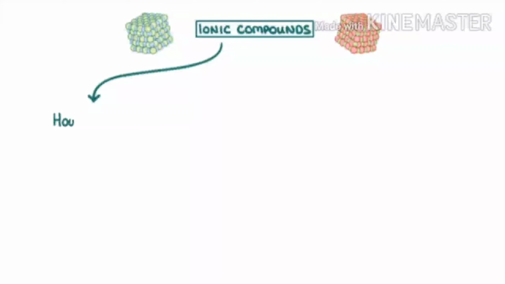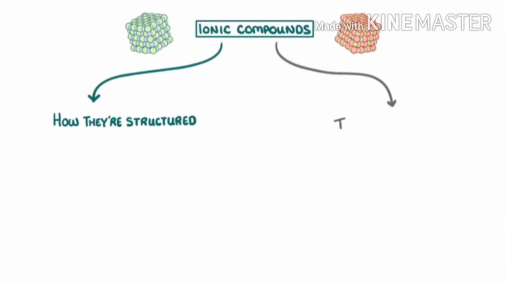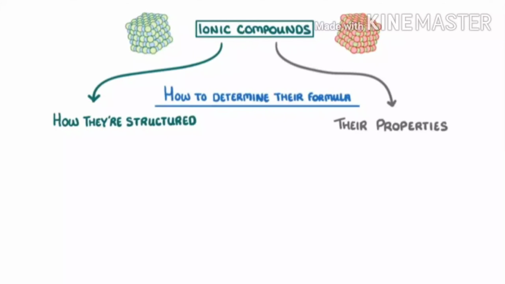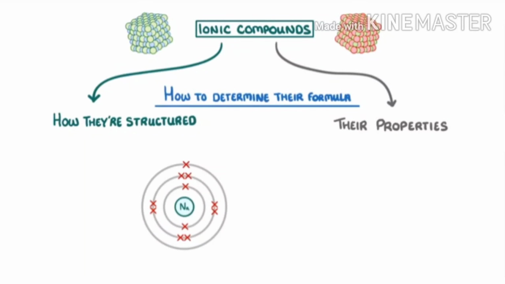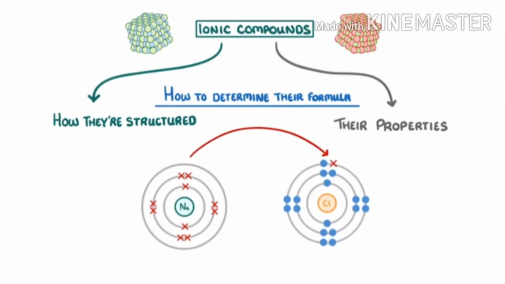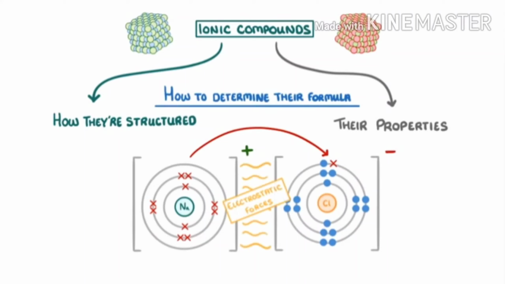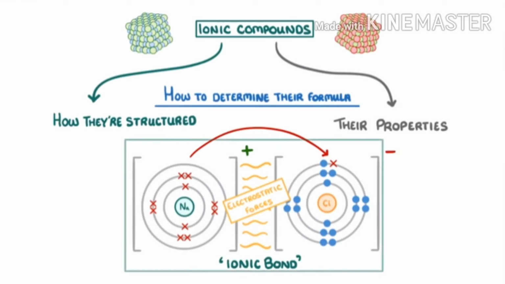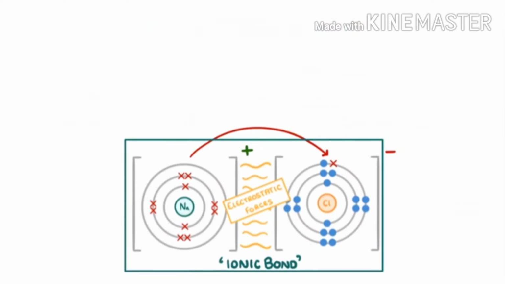Today in this video we will learn about ionic compounds. How are they structured and what are the properties of ionic compounds? As we know, ionic compounds are formed by the transfer of electrons from one element to another element. Therefore, there is a strong electrostatic force of attraction between the ions.